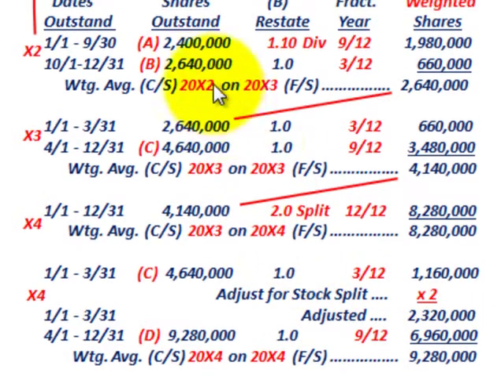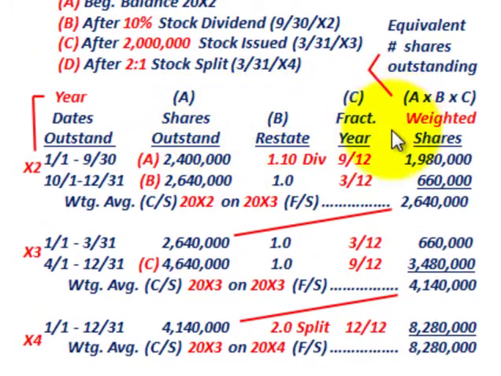So this is how you go about it. And let's just go back up here. So this is about how you have to determine the equivalent number of shares outstanding, and we do it based on this weighted average. So you have to determine the year you're looking at, the dates outstanding, which really gives you the fraction of a year that you have to calculate. Then you have to determine the number of shares outstanding for that particular date, and they have to be adjusted for any stock splits or stock dividends. They have to be brought back to what the number of shares would be before the stock split or stock dividends.